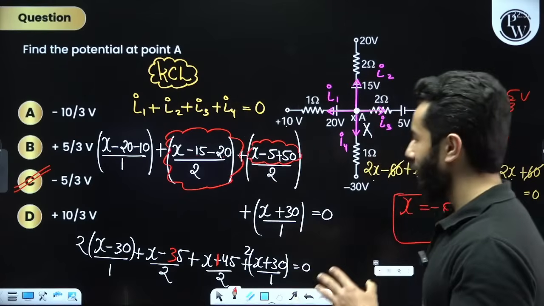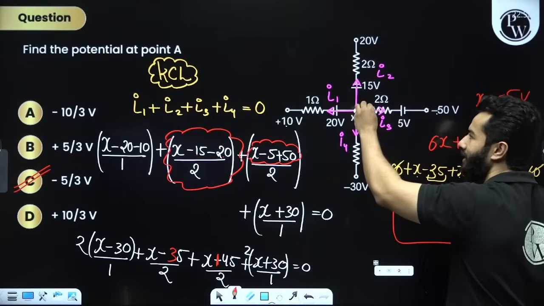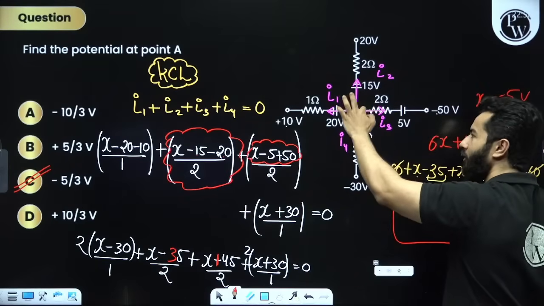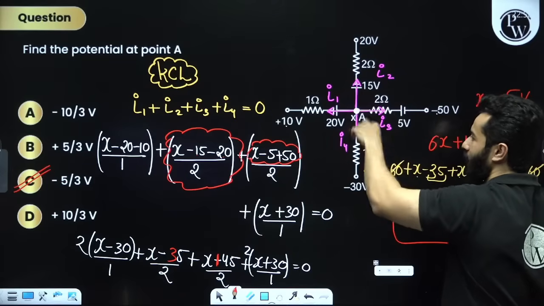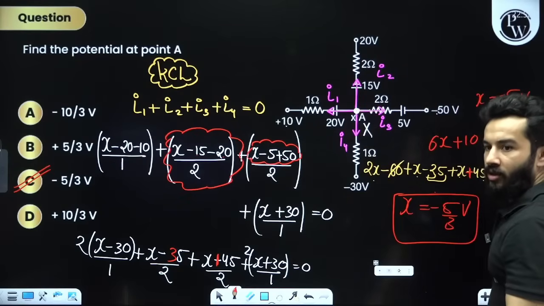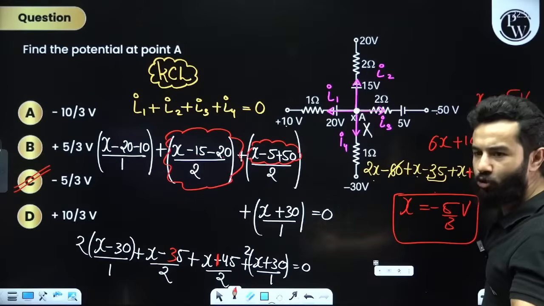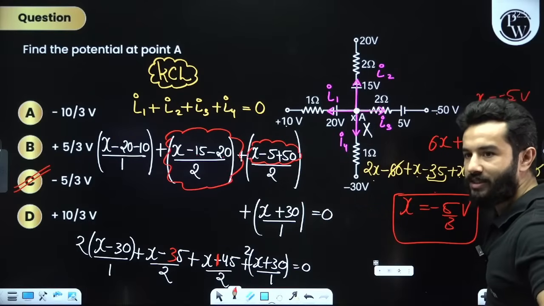In this question, I have only used Kirchhoff's current law. I have said that let's assume that current is only outgoing from this junction: I1, I2, I3, I4. That's it, right? And then I have simply used Ohm's law. Current is equal to potential difference divided by resistance.